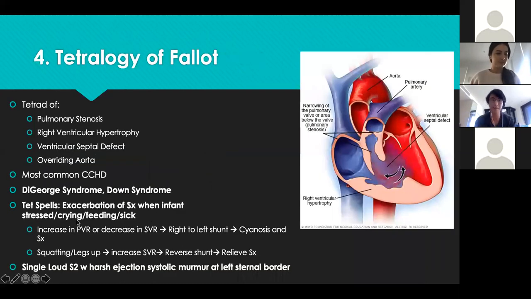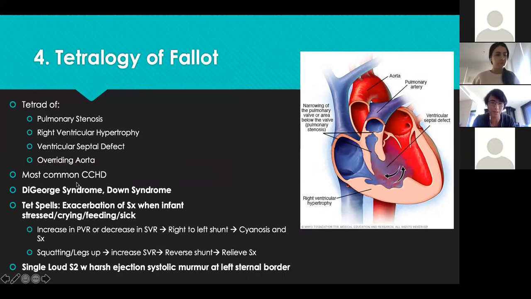Cool. So Tetralogy, probably most common and highest yield of your cyanotic congenital heart disease. Basically, it's got a tetrad. So we've got pulmonary stenosis. We've got right ventricular hypertrophy to compensate for that pulmonary stenosis. We've got a ventricular septal defect. And we've also got this overriding aorta. So this aorta is kind of over both of our left and right ventricles.